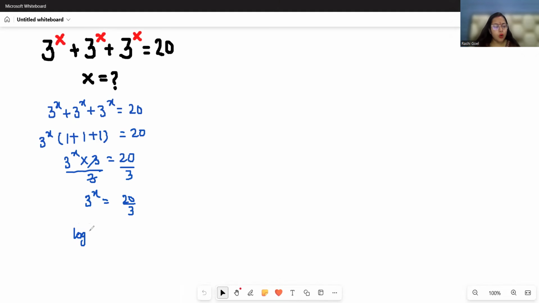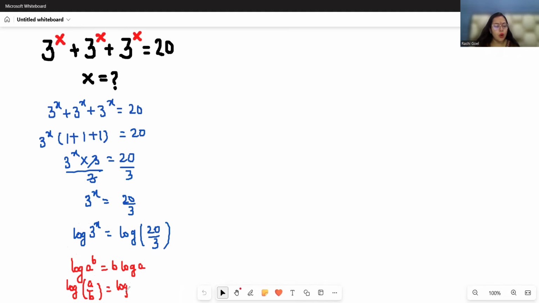Now I am taking log on both sides. So log 3^x = log (20/3). I am going to use two log identities: log a^b = b log a, and log (a/b) can be written as log a minus log b. So let's substitute. This becomes x log 3 = log 20 minus log 3.